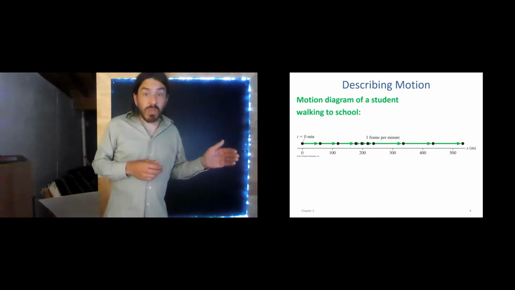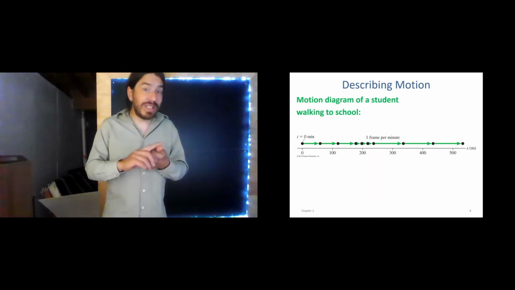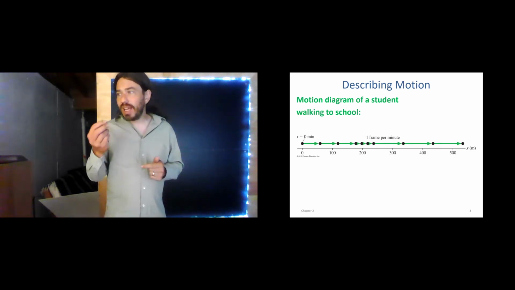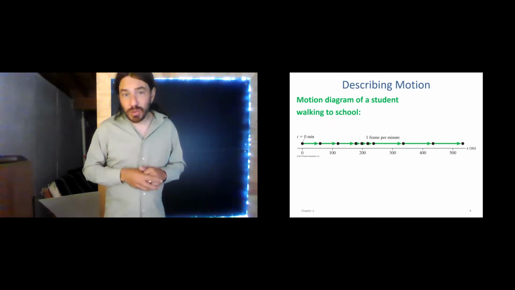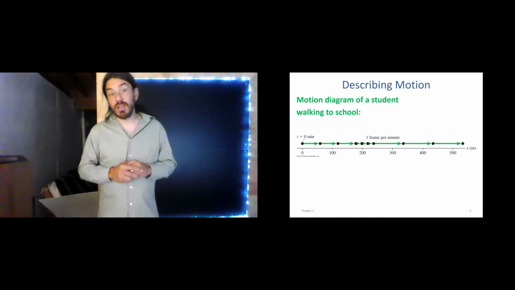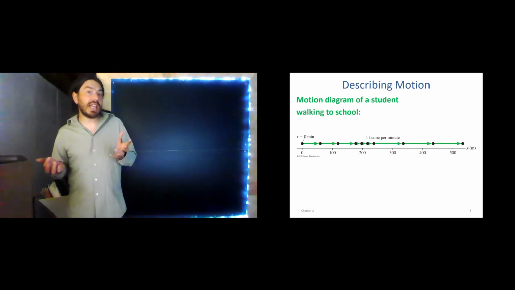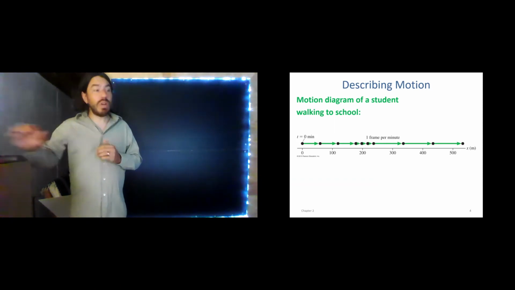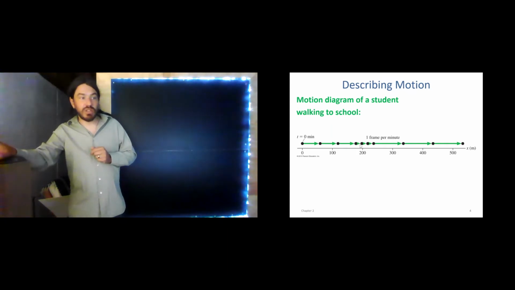We're going to turn those motion diagrams into position versus time graphs. And that's going to really enable us to start to use some analytical mathematical tools to understand this motion. So let's just take an event like a student walking to school. And we could make a motion diagram for that student walking to school, as is done right here. What can we see here?